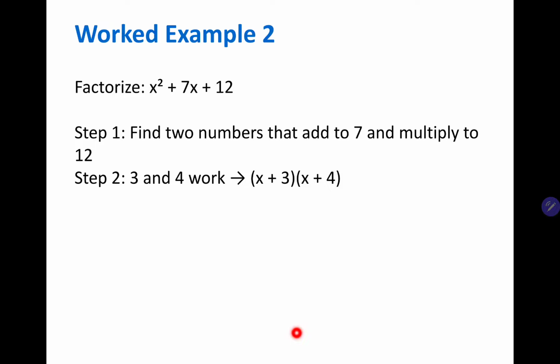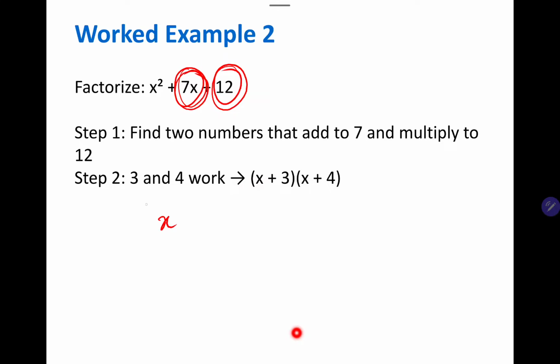Factorize x squared plus 7x plus 12. In factorizing this type of expression, the first thing we'll do is to look for the common factors in this expression. We'll have to find two numbers that will add up to give us the coefficient of x, and at the same time will multiply to give us the constant, which is 12 in this expression.